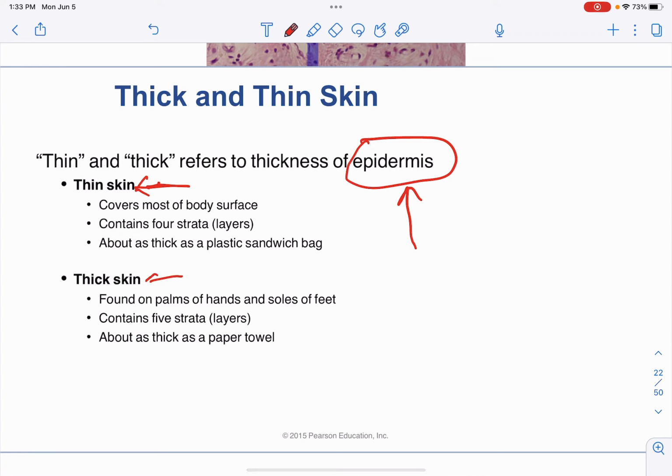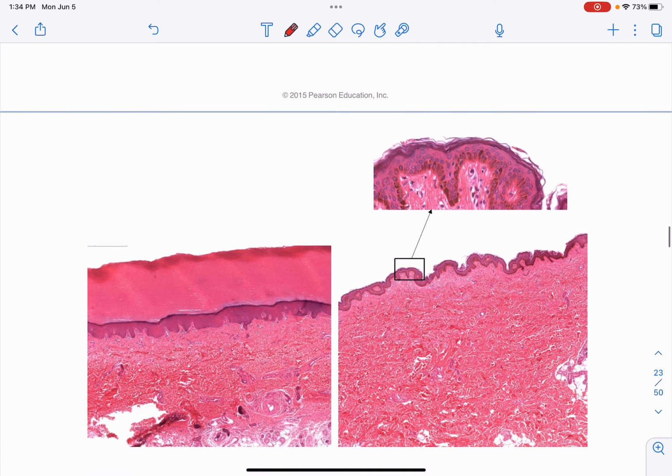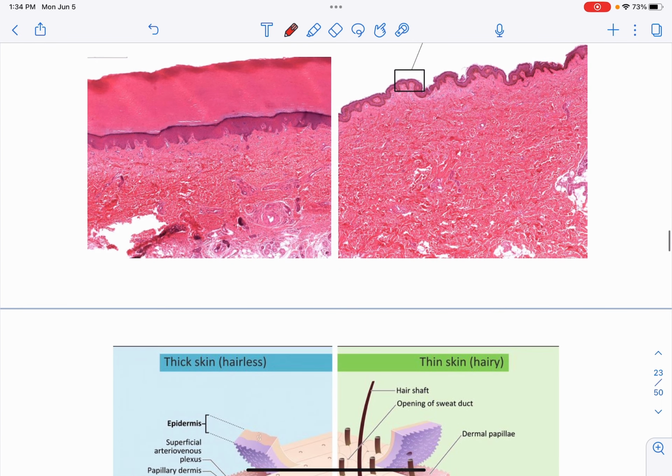Thick skin, which I just talked about, is found on the palms of our hands and the soles of our feet. It contains 5 of the strata because it has the stratum lucidum. That is the distinctive layer that is found in thick skin, the stratum lucidum, and it is about as thick as a paper towel because we often damage our hands and feet, so the skin tends to be a little thicker. I want to show you an image, and I think that's about where I'm going to leave off.